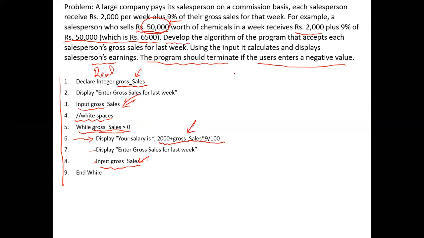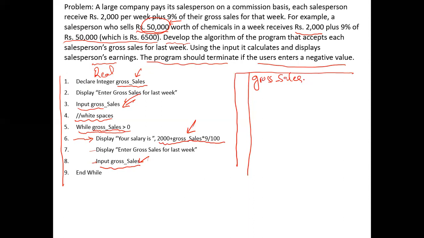So let's look at the dry run of this particular code and see what it looks like. Remember that we said that we need a column where we can write the instruction numbers, because each of these statements in our pseudocode are labeled or numbered. And then we need one column for every variable that we have in our algorithm. In this particular example, we only have one variable, which is gross sales.